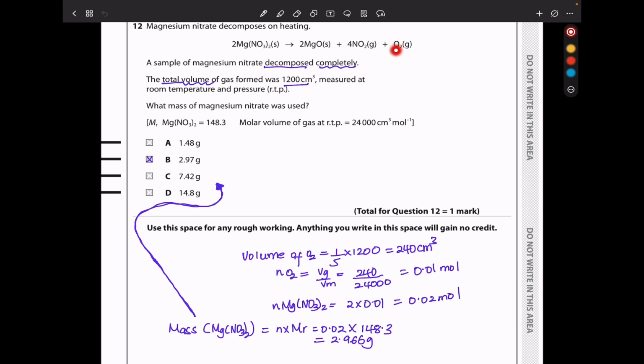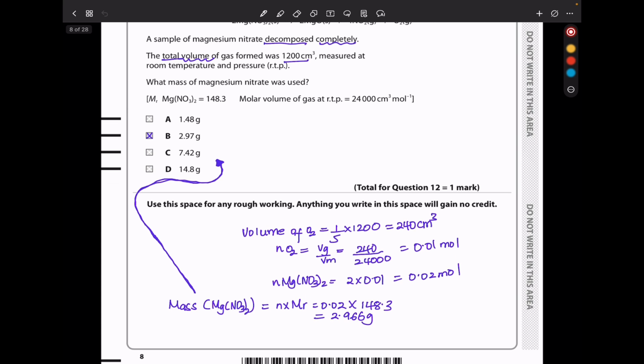So the number of moles of oxygen are going to be the volume of gas divided by volume molar, using the molar gas equation. And I got 0.01 mole of oxygen. So working backwards, the mole ratio is 1 to 2. The moles of magnesium nitrate are going to be 2 times 0.01, which is 0.02 mole. And so the mass is going to be number of moles times Mr, which is 0.02 times 148.3, giving us 2.97 grams as the answer.